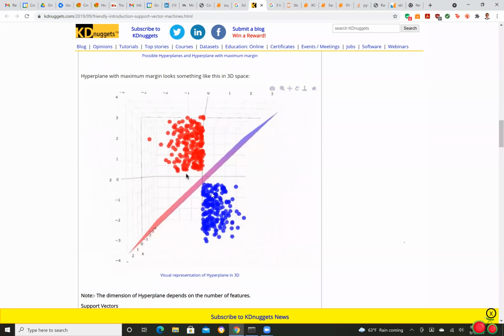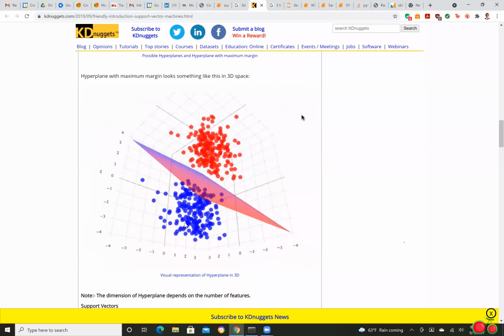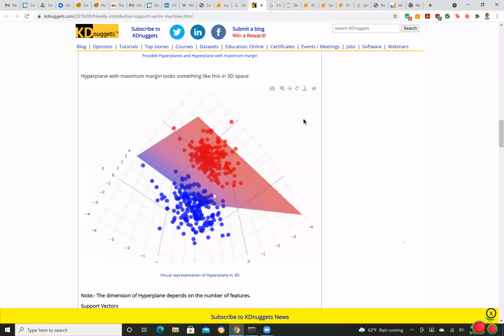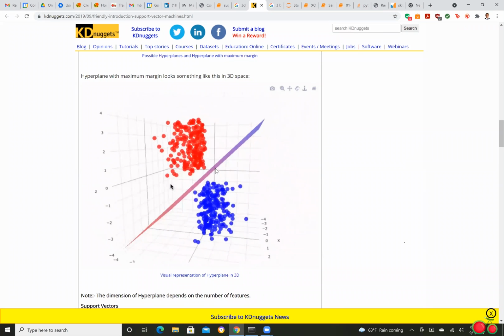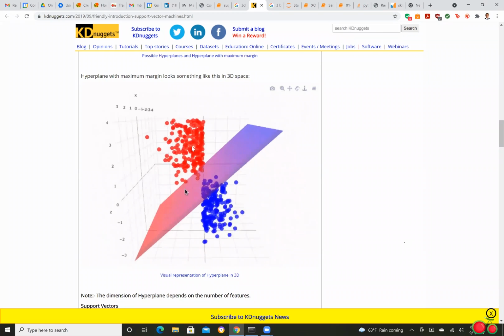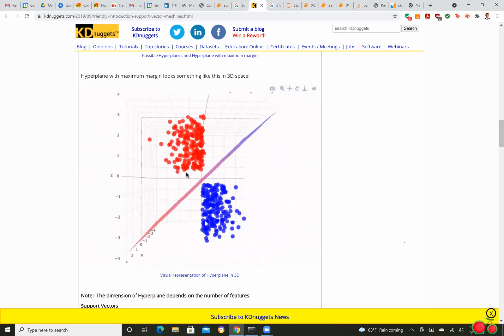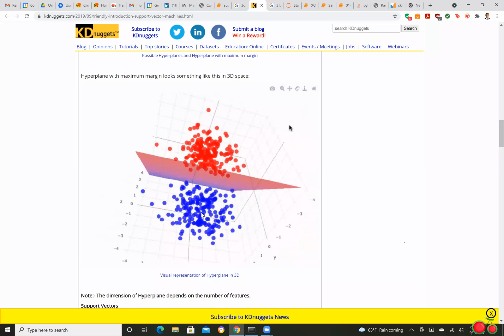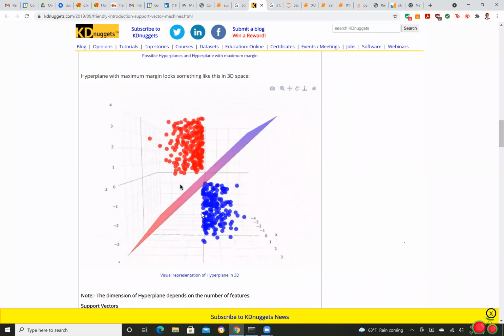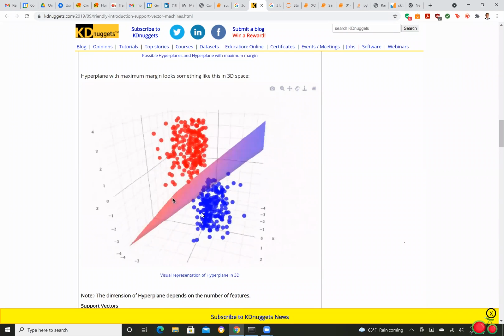They have a three-dimensional GIF as well. This is how it would look in three-dimensional space. That plane between the red points and the blue points, dividing this group of red points and group of blue points, is the hyperplane. This is in the case of classification.